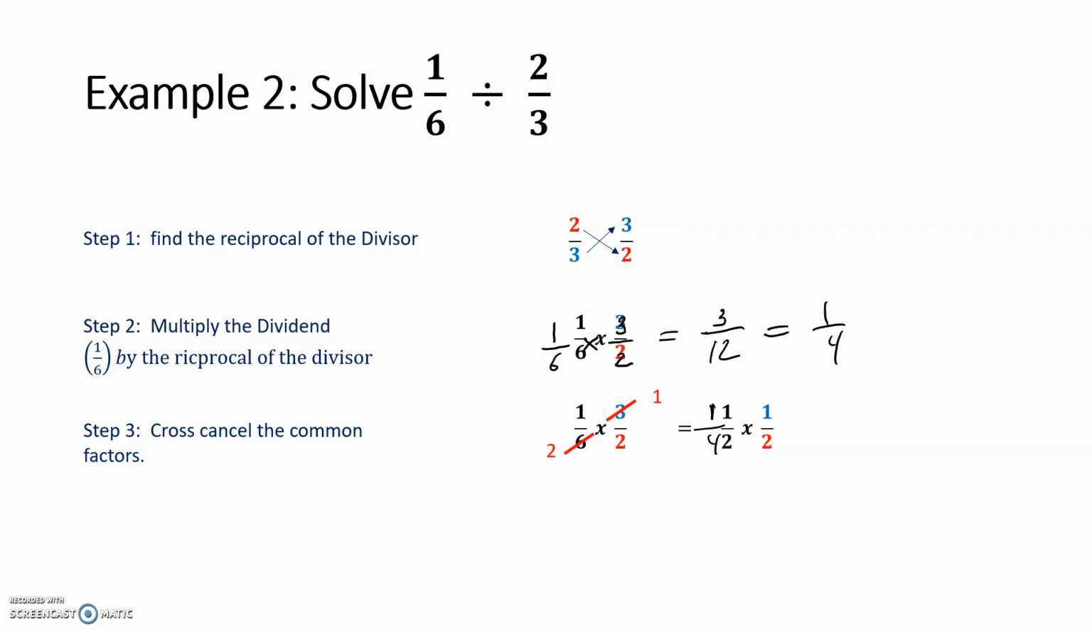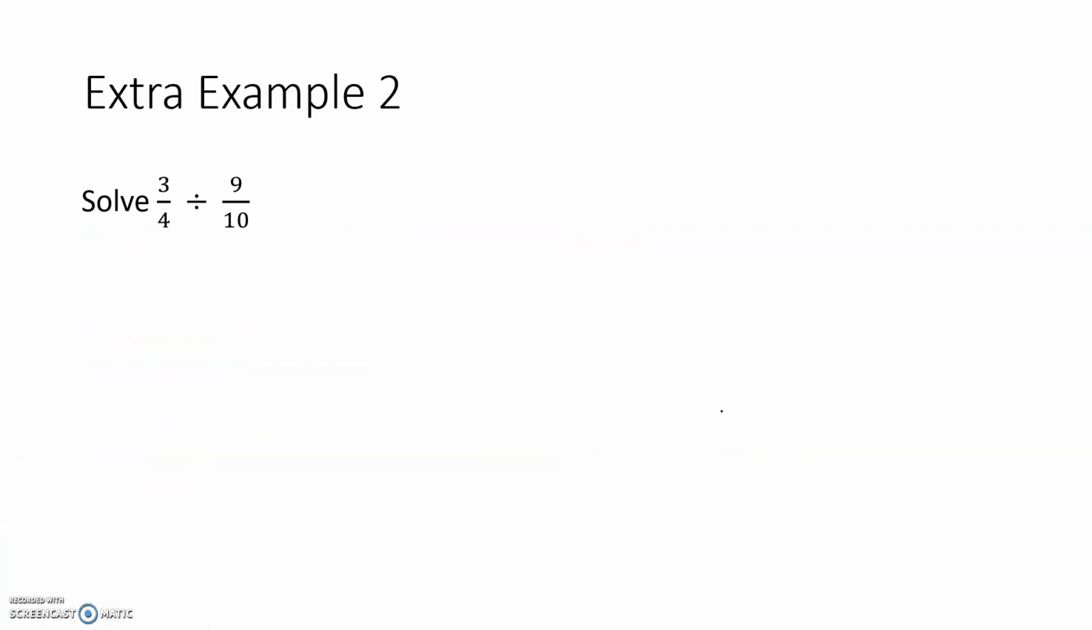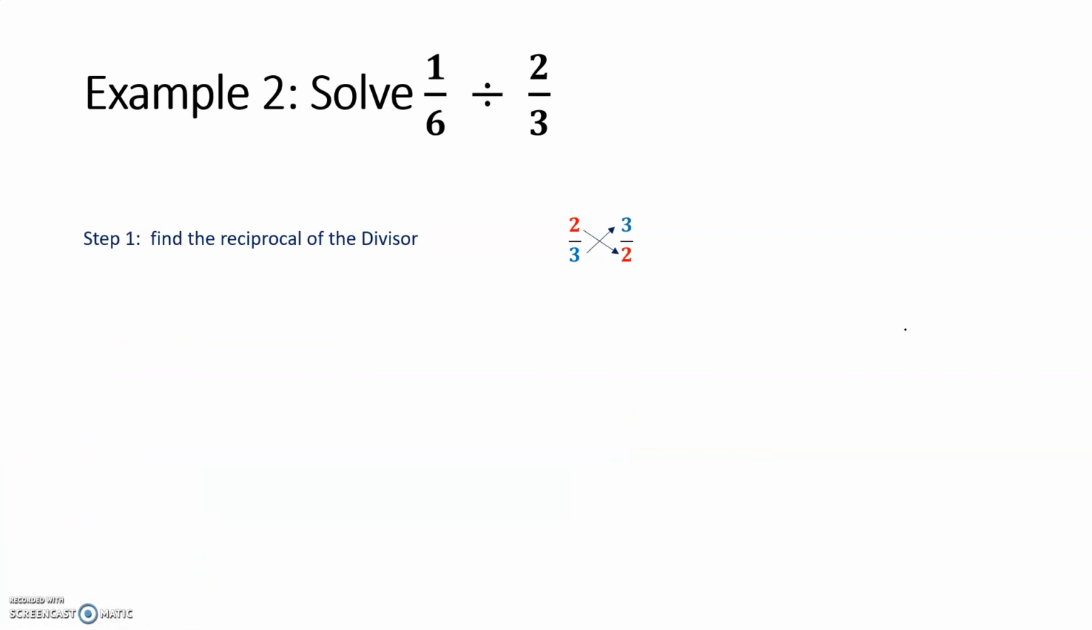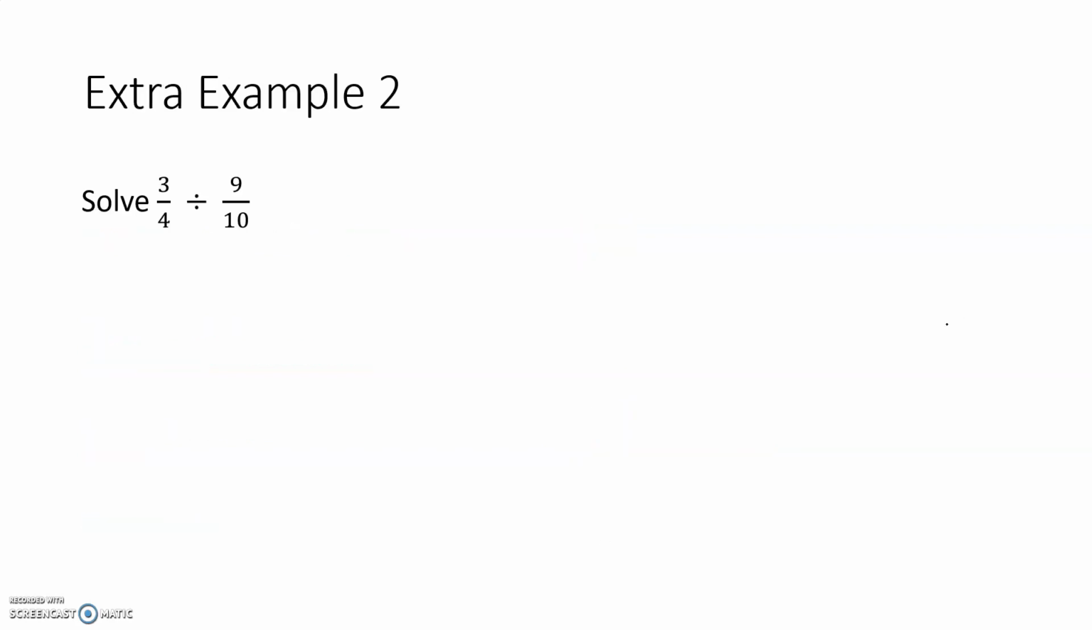And the last step is we're going to simplify it. So simplify. But it's your answer. If you cross cancel the right way, your answer is already simplified. So let's go over this real quick again. So I'm not gonna write anything. All right. Step one: find the reciprocal of the divisor. 2/3 is 3/2. Multiply the dividend by the reciprocal, so 1/6 times 3/2. Cross cancel the common factors, and then simplify. All right, go ahead and try this one on your own. Resume the video when you're ready.